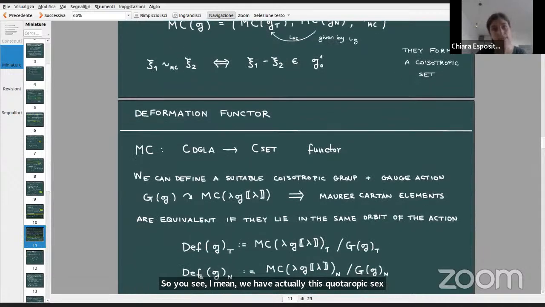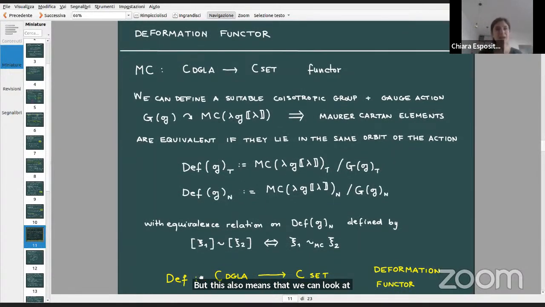But this also means that we can look at Maurer-Cartan again as a functor, from coisotropic DGLAs to coisotropic sets. So we are really going in the direction of defining a deformation functor. Now, I don't want to introduce another coisotropic algebra structure. Just believe me that we can define a suitable notion of coisotropic groups, and a suitable coisotropic group out of a DGLA, or coisotropic DGLA, plus a gauge action. So this coisotropic group acts on Maurer-Cartan elements, and this implies that Maurer-Cartan elements are equivalent if they lie in the same orbit of the action, exactly as in the classical theory of deformation of associative algebras.